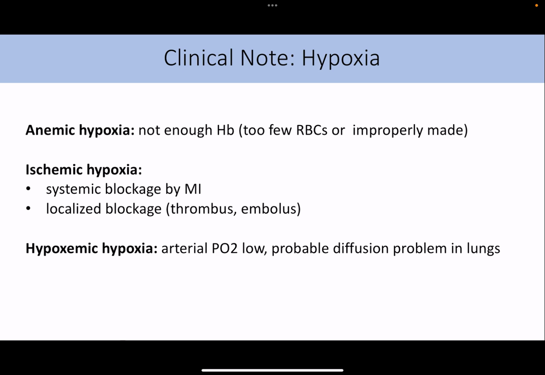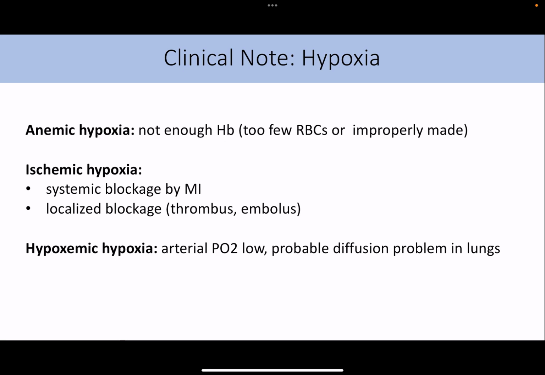You can have ischemic hypoxia. We talked about ischemia before, where the blood vessel is narrowed due to plaque buildup and things like that. Maybe a thrombus or something. It narrows the vessel so that you're not getting enough oxygen to whatever that vessel is leading to. So this can be a systemic blockage, like a myocardial infarction, which we learned about at the heart, or a localized blockage. So you have a thrombus or some plaque that's built up that narrows the vessel, and therefore not enough blood is getting to whatever that vessel is feeding, causing hypoxia.